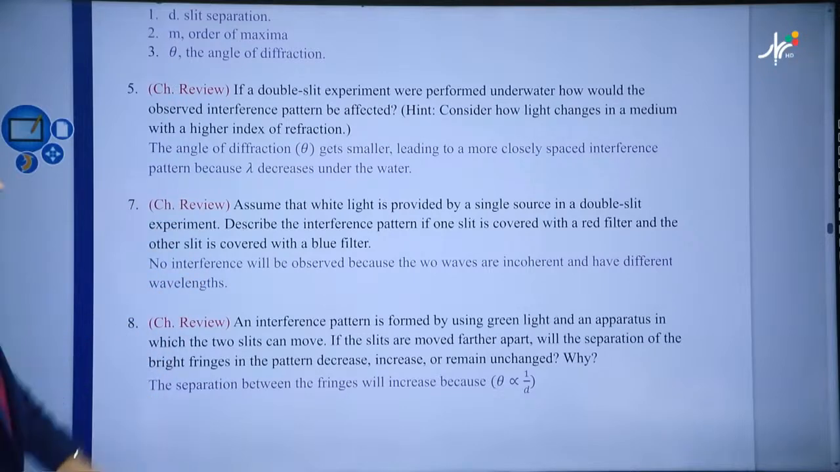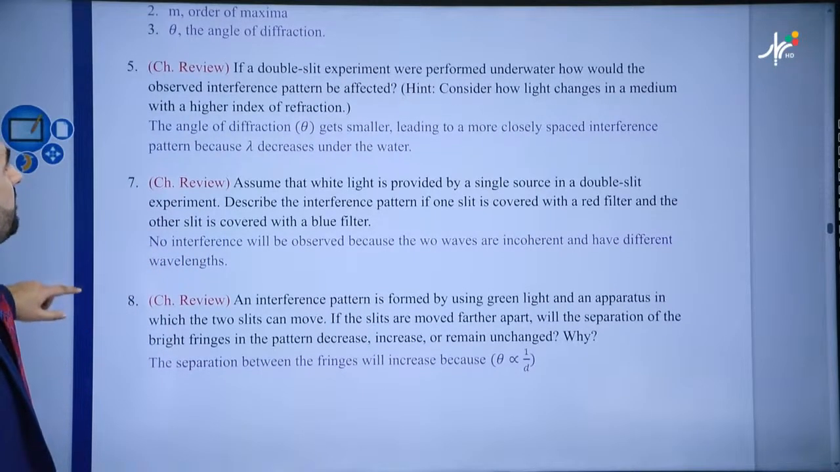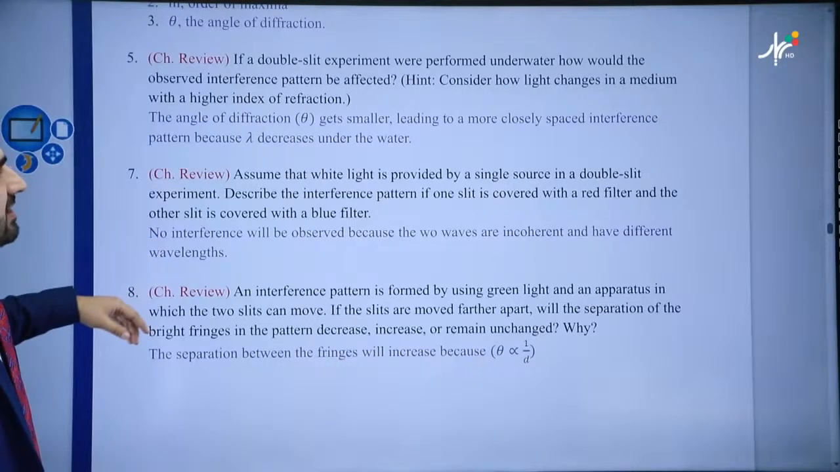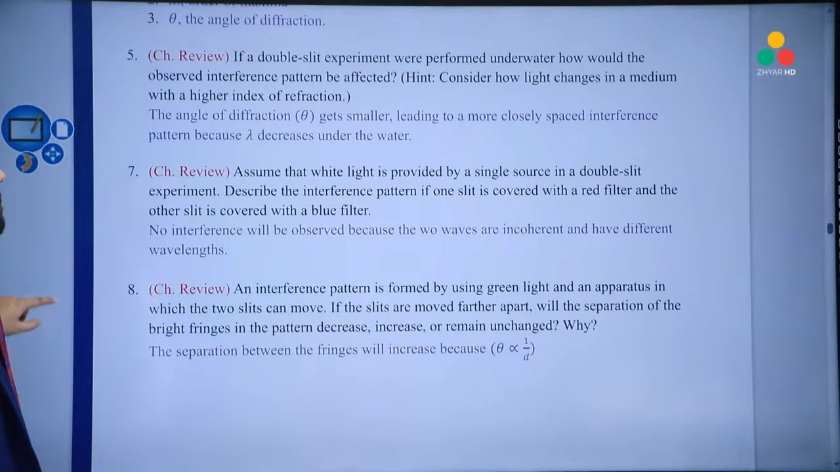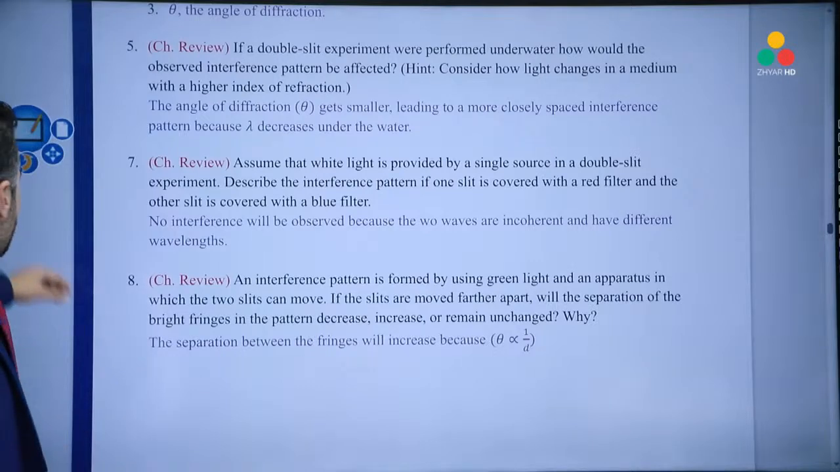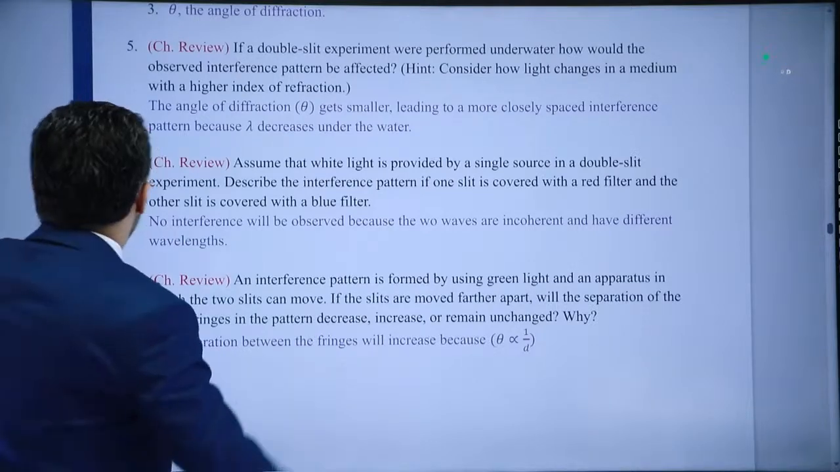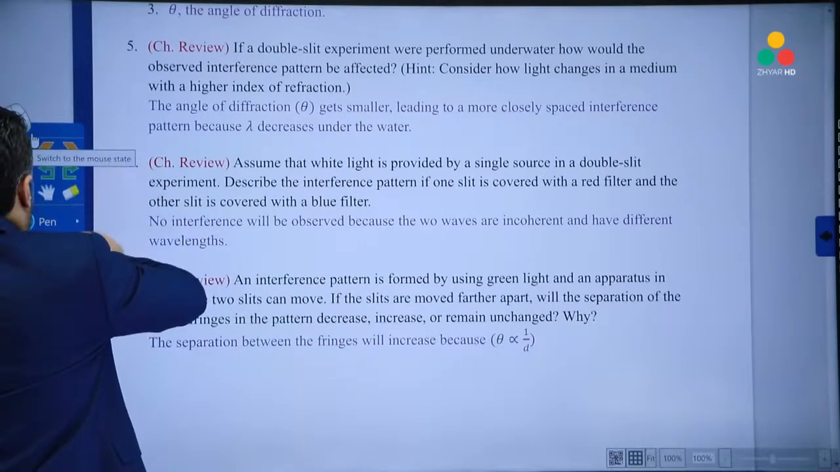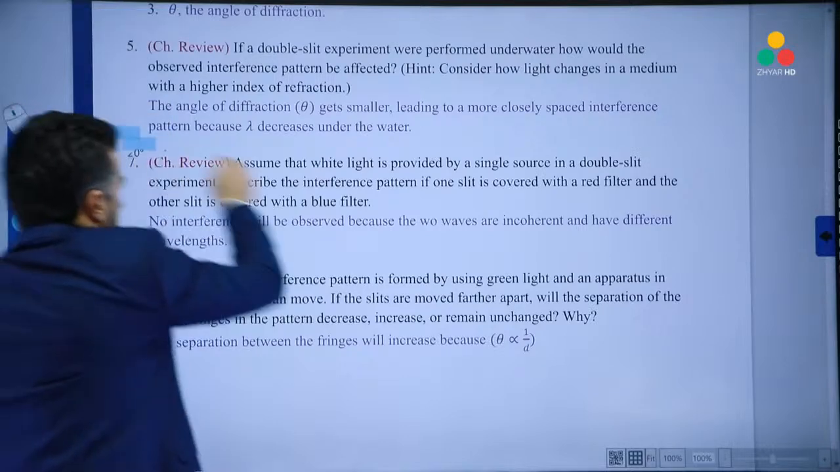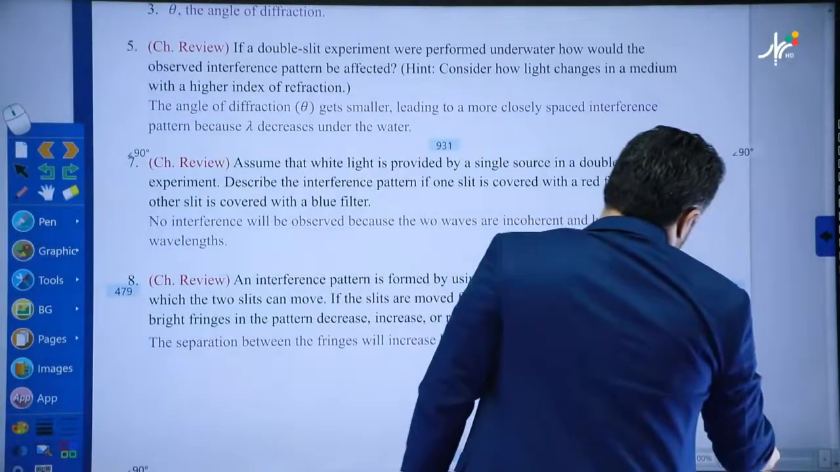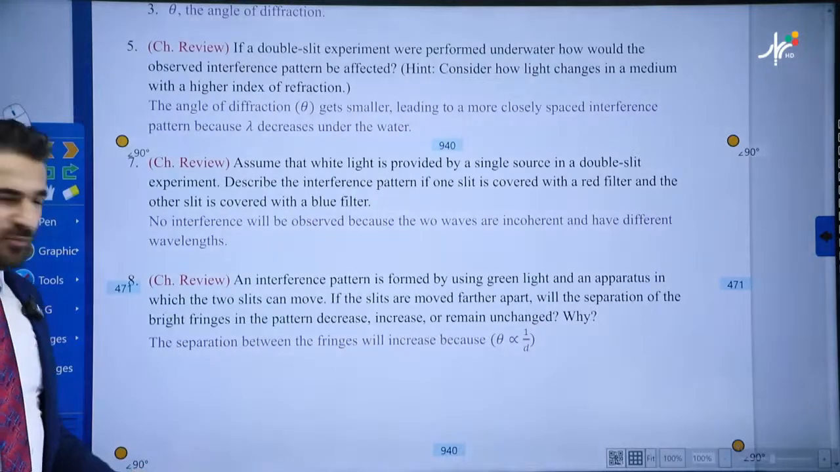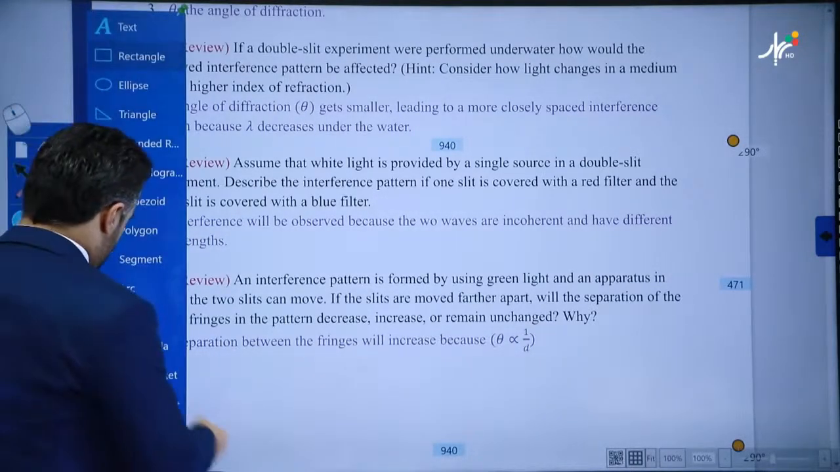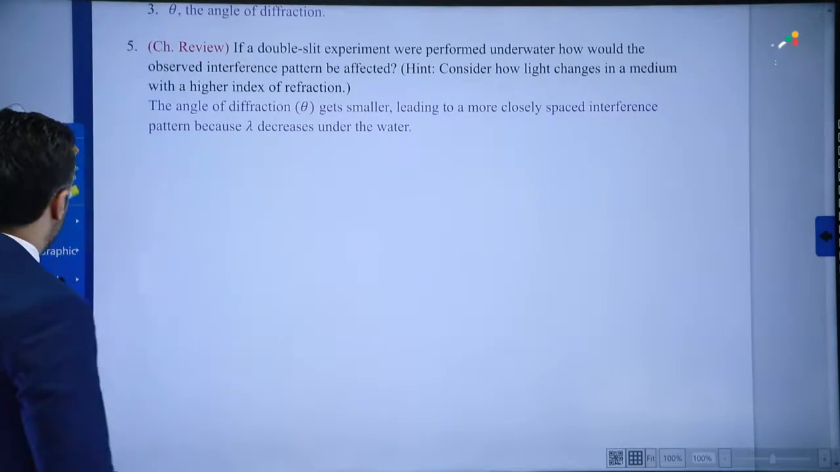What about question 5 here? It says, if a double-slit experiment were performed underwater, how would the observed interference pattern be affected? Consider how light changes in a medium with a higher index of refraction. That's a very good question. Take a look at this one here, there's an interesting point. What is the relationship between the speed of light in water compared to the speed of sound in water? Do you know the answer? I hope you do.